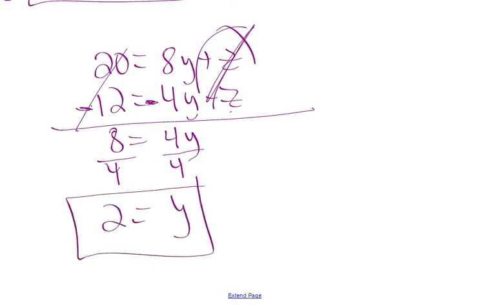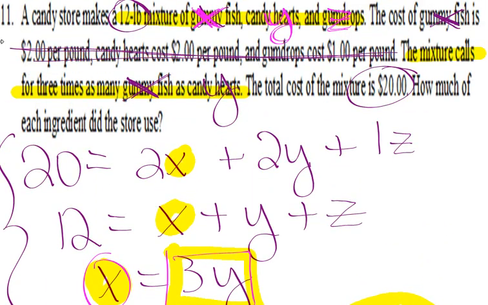So now we know there were 2 pounds of y, which are our candy hearts. So we have candy hearts is equal to 2 pounds. Right? That was our y. Now, let's go back and get the rest. Well, we know that our x is what? 3 times y. And if our y is 2, then we have 3 times 2, which is 6. So an x was our gummy fish. Okay, so that leaves us with z, our gumdrops.